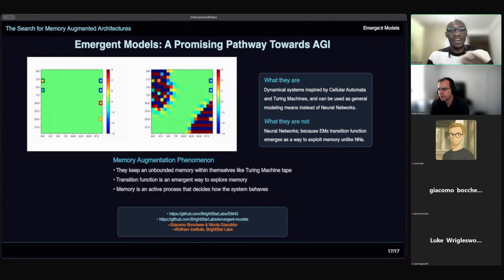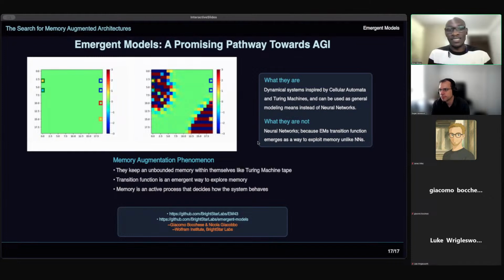And so the idea of memory in this system is interesting, in how they keep processing or playing with memory, because what they do is keep an unbounded memory in the system itself. So memory is not bound to something. It's the system itself. It has memory within itself. Like if you have a Turing machine tape, then that will represent memory in itself.